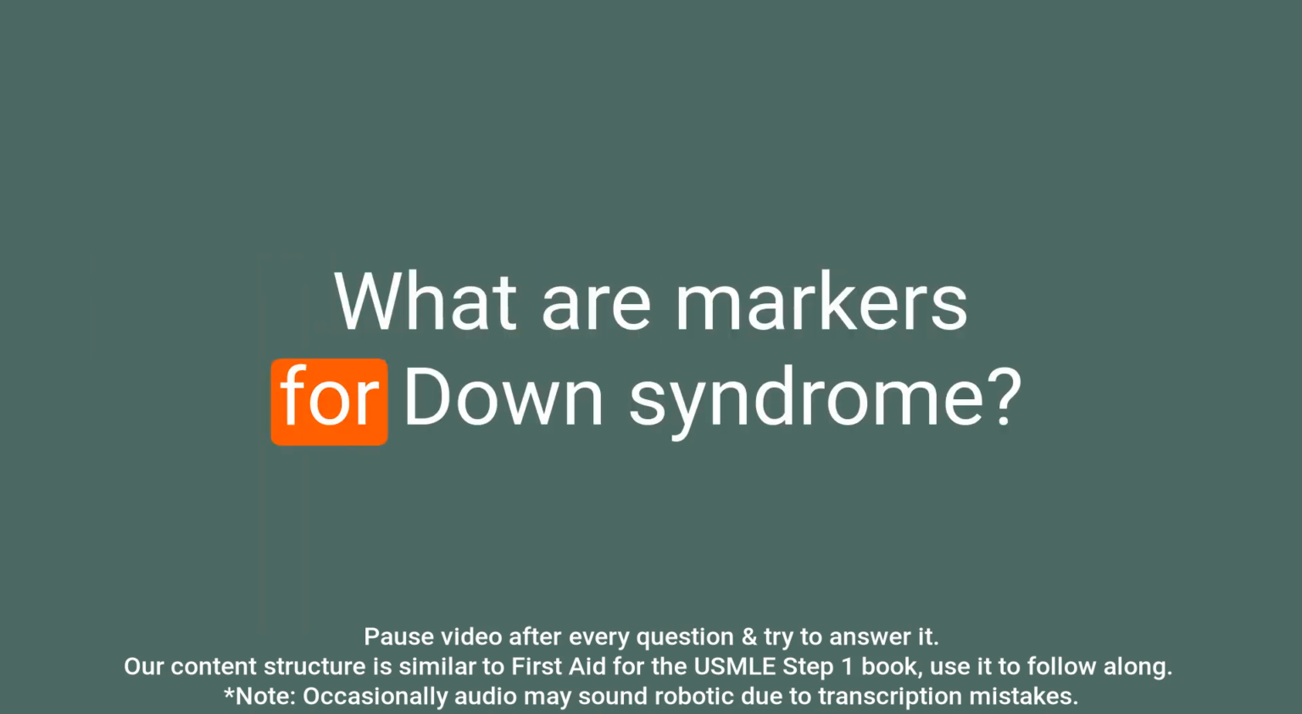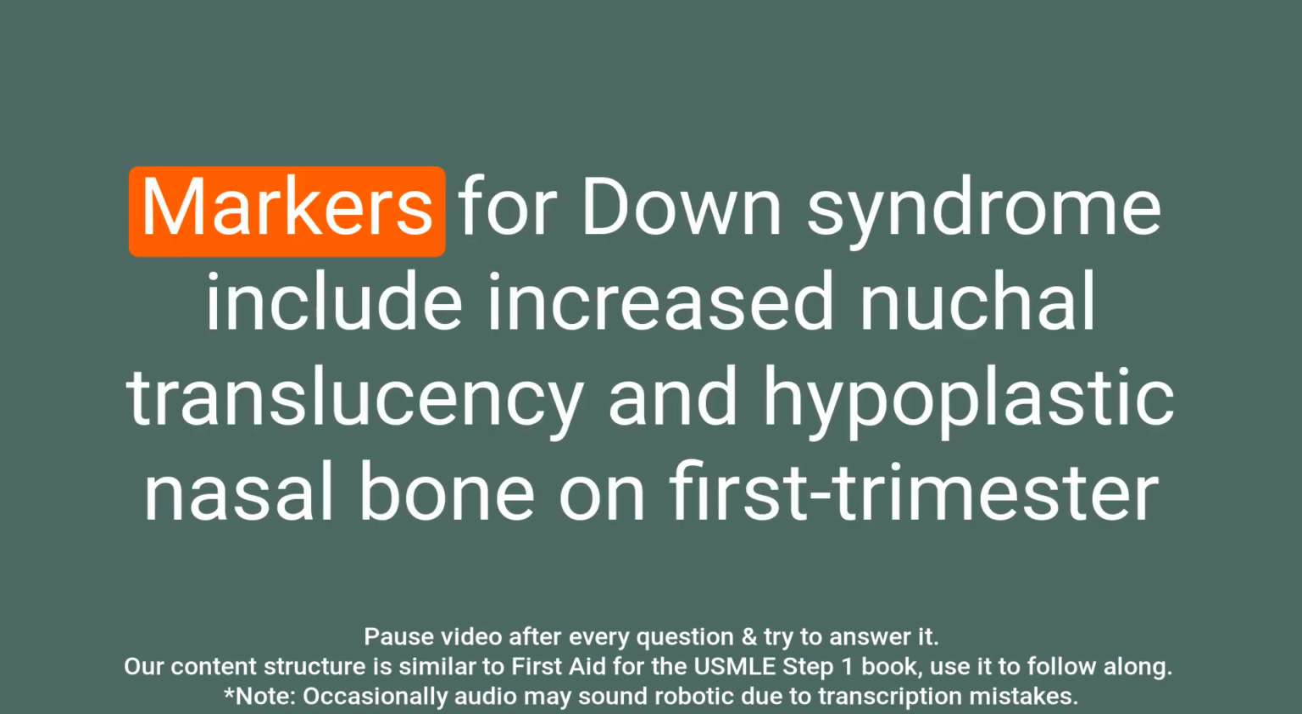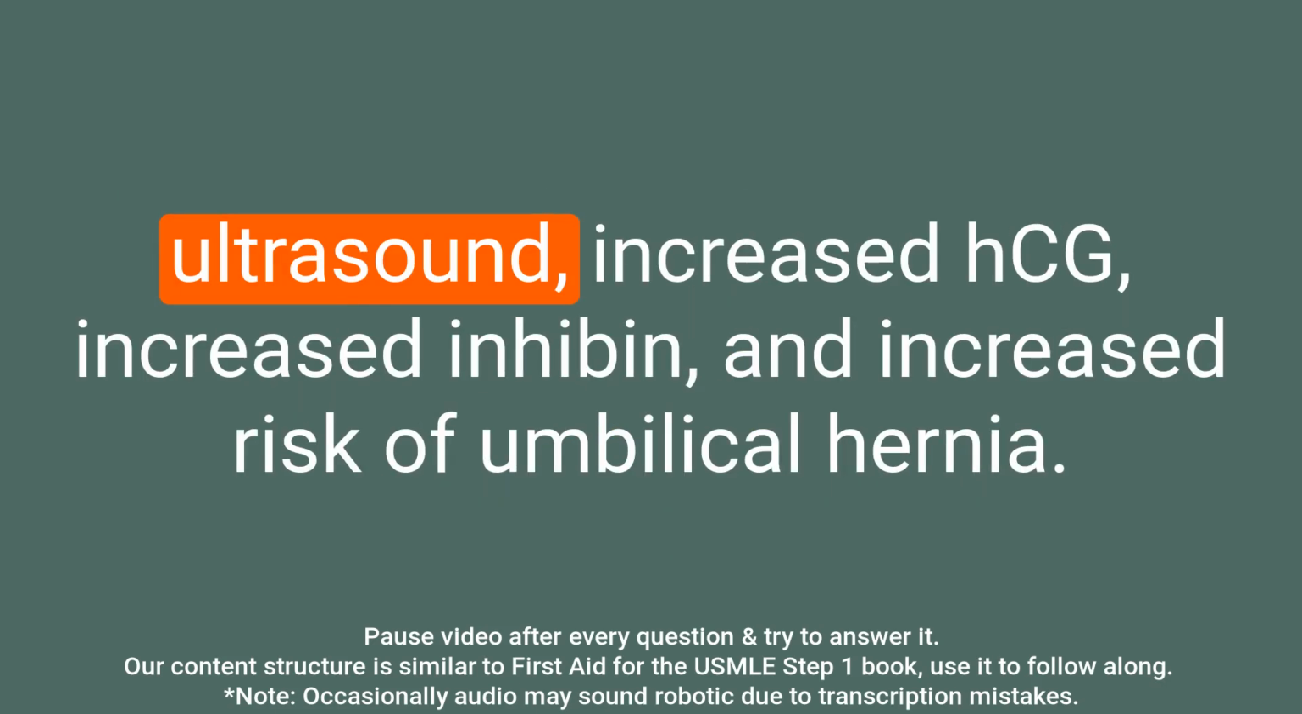Question: What are markers for Down syndrome? Answer: Markers for Down syndrome include increased nuchal translucency and hypoplastic nasal bone on first trimester ultrasound, increased HCG, increased inhibin, and increased risk of umbilical hernia.